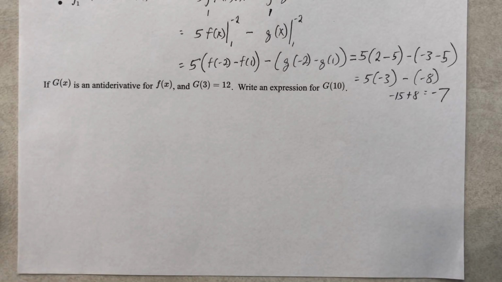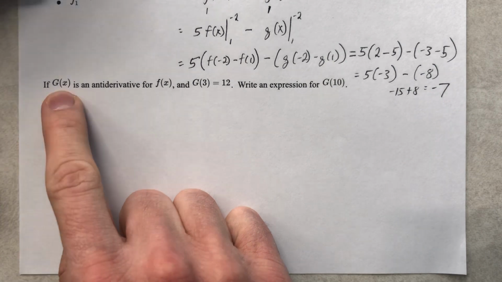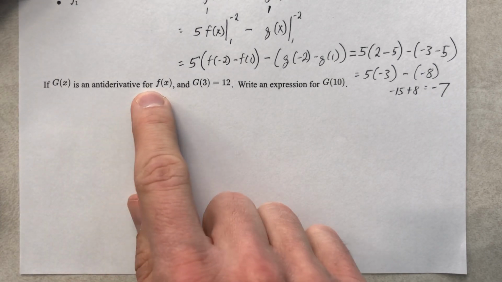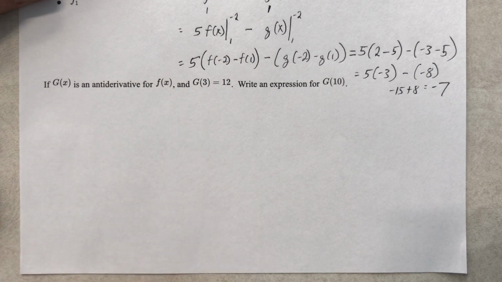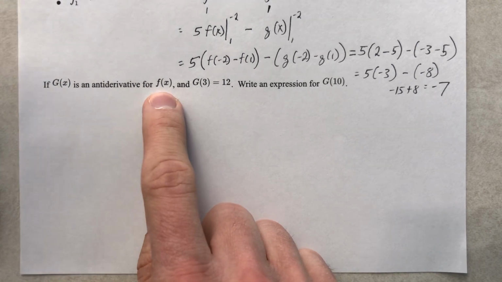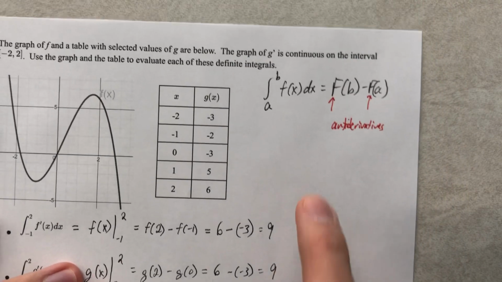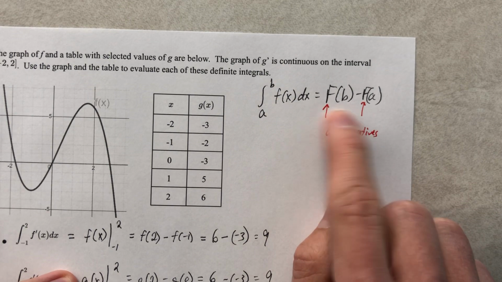Let's read this one very carefully. If G, capital G, not that it matters that it's capital G, is an antiderivative for little f. Okay, we're dealing with two separate variables here, so let's not even talk capital and lowercase. If G is an antiderivative for f, G is an antiderivative of f. All right, keep this in mind.